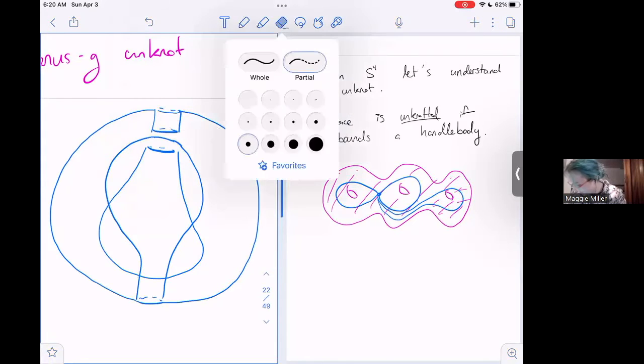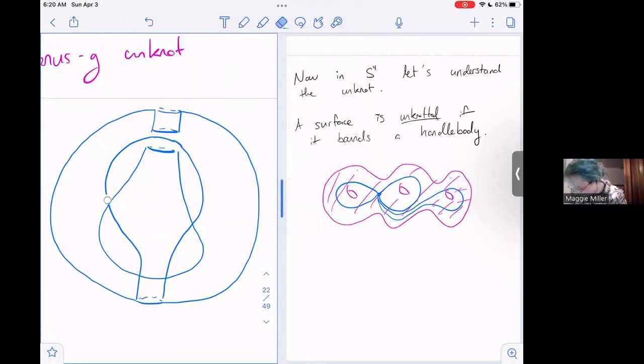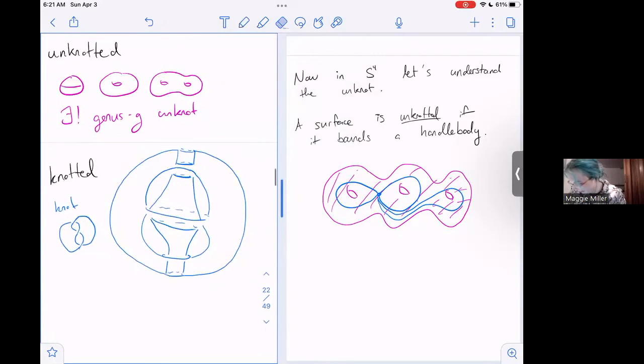Okay, and then I'll do the same thing for the other sheets. So maybe I'll delete this. And maybe I'll delete this. Okay, so now I interpret those parts that I deleted as deeper in the fourth dimension. And this is really a diagram of a two-sphere smoothly embedded in S4. And the two-sphere that I drew kind of looks like the trefoil.